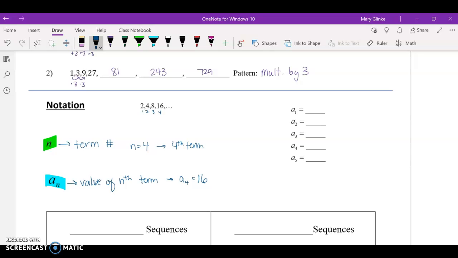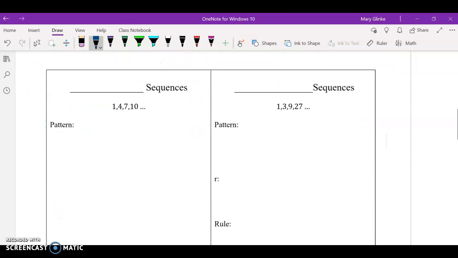So a sub 1 here is referring to when n equals 1, what is my value? So what is my first term? The first term in the sequence is 2. A sub 2 means find the value when n equals 2, and that is going to be the second term, which is 4. The third term in the sequence is 8. The fourth term is 16. And the fifth one we could extend out and multiply by 2 to find 32. So we're going to need to be able to write things either with an n or a sub n accordingly.